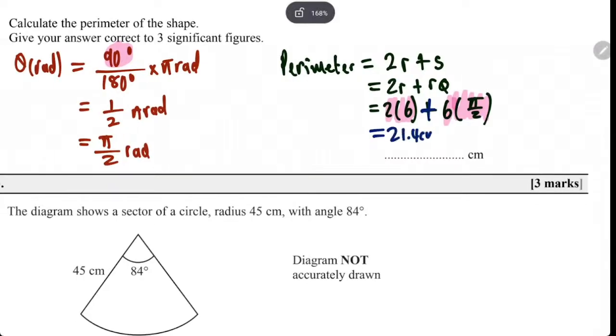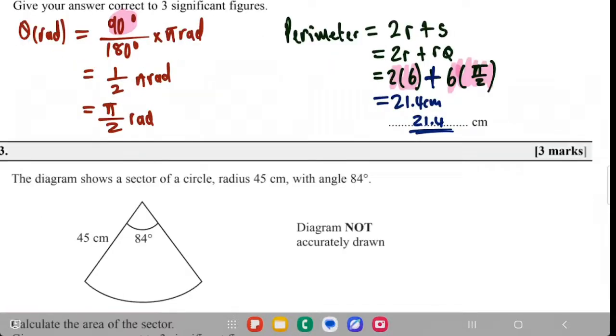21.4 centimeters. That's your final solution, and we are done. Anyone with a question? All right, so I'll give you questions to do.